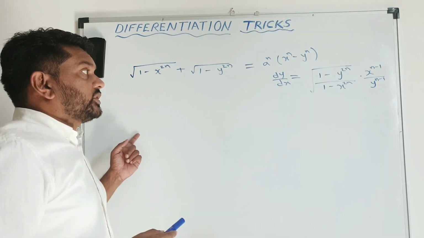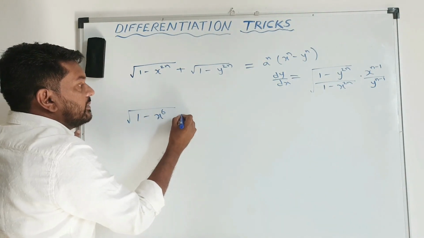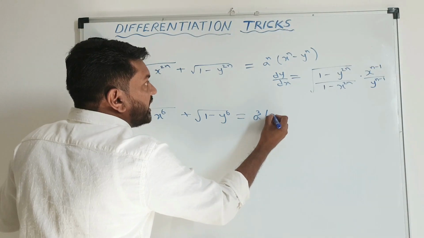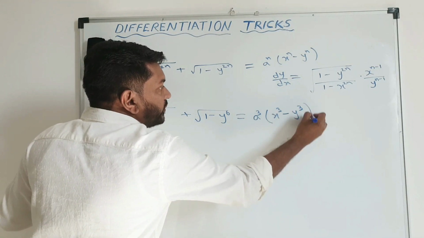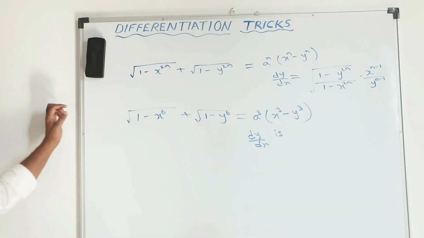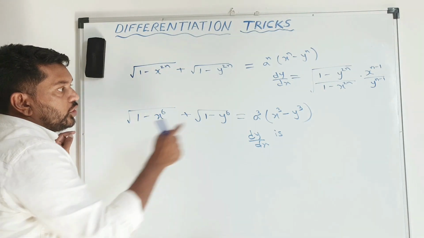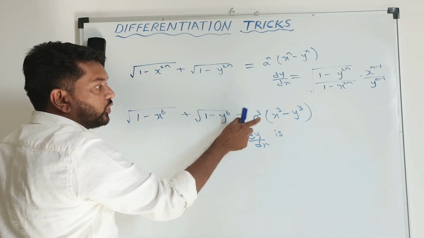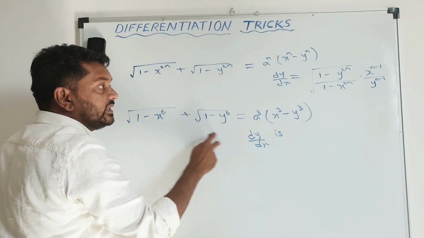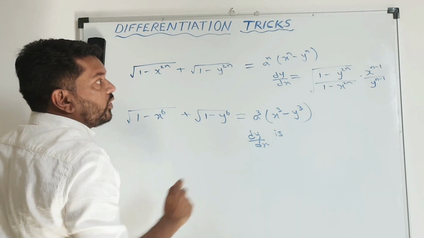Now we will see another question based on the same shortcut. If root of (1 minus x^6) plus root of (1 minus y^6) equals a cube into (x cube minus y cube), then dy by dx is. Now see what is the value of n. 2n is 6, so n is 3. Don't compare this and this to find the value of n, because it is not necessary that it will be a cube. It can be any number, a square, a raised to 10, anything; the same method will work. So find the value of n either by comparing the x terms or the y terms or comparing this.